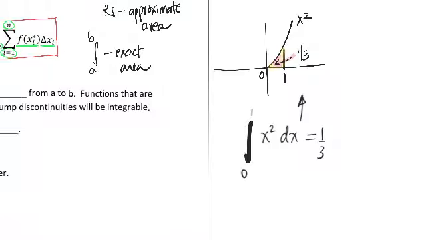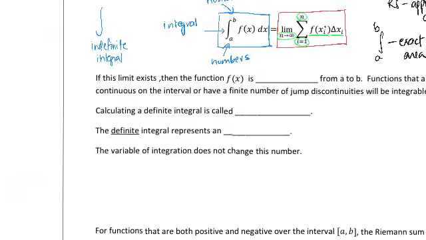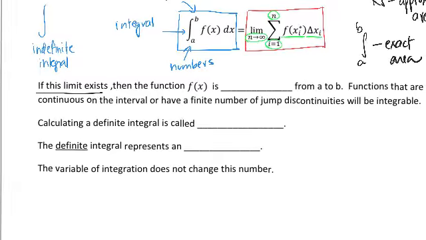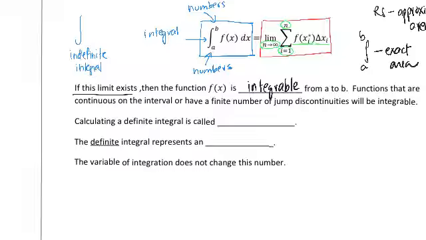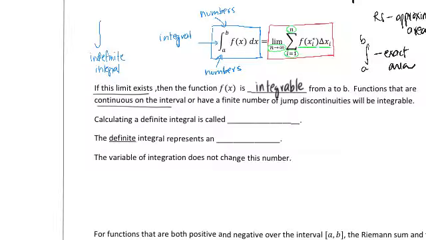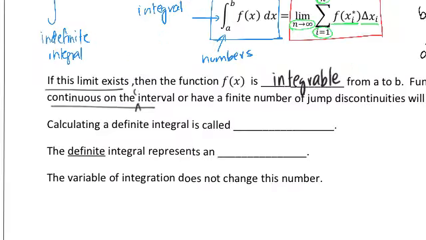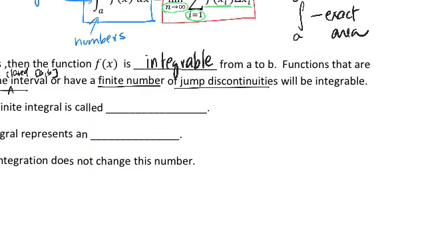However, sometimes the limit doesn't exist. It may or may not exist. So that's why we say here, if this limit exists, then the function is called integrable. We say the function can be integrated, it is integrable. And functions that are continuous on the closed interval a, b, or if they have a finite number of jump discontinuities, those types of functions will be integrable in general.